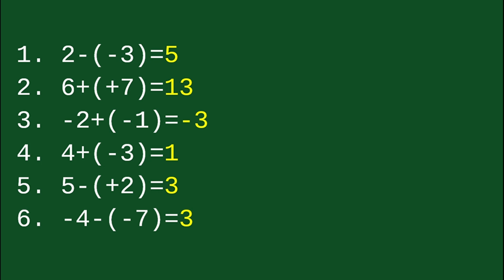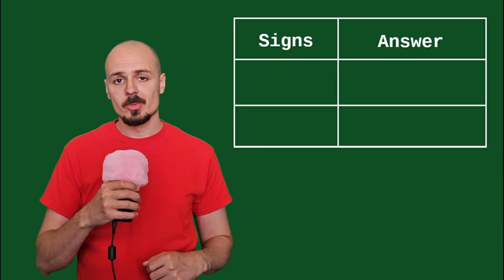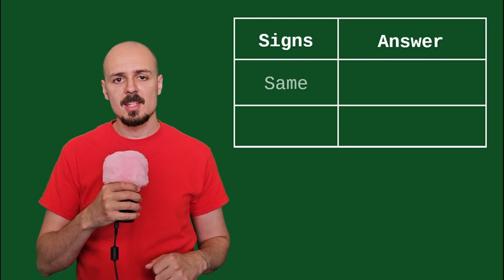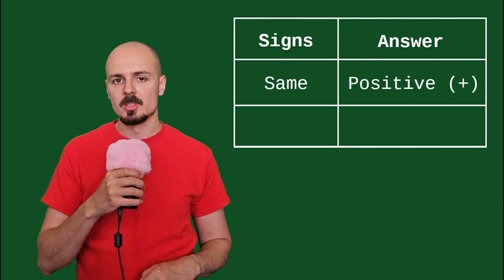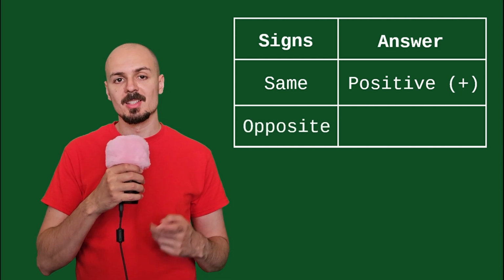Now, we've gone over adding and subtracting, but what about multiplying and dividing? Well, luckily, multiplication and division are even simpler than adding and subtracting. The rules go as follows. If the signs of two numbers, multiplied or divided, are the same, then the answer will be positive. If the signs of the two numbers are opposites, then the answer will be negative.